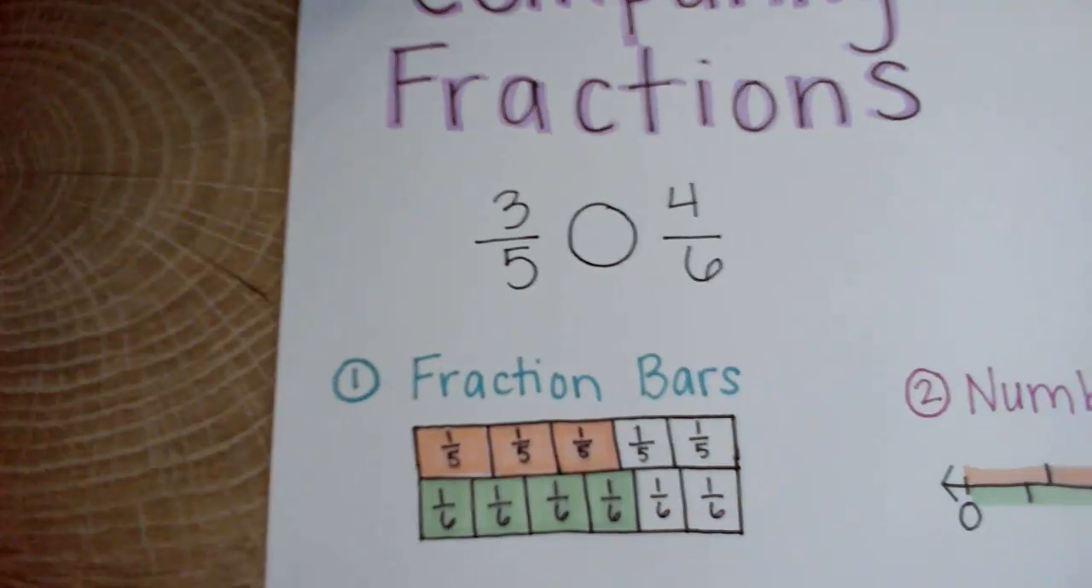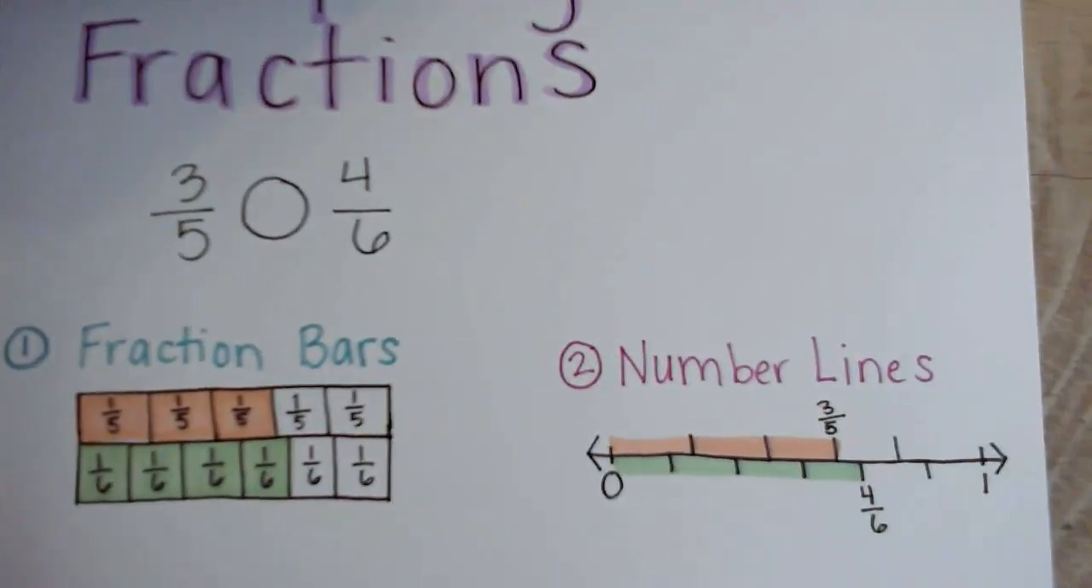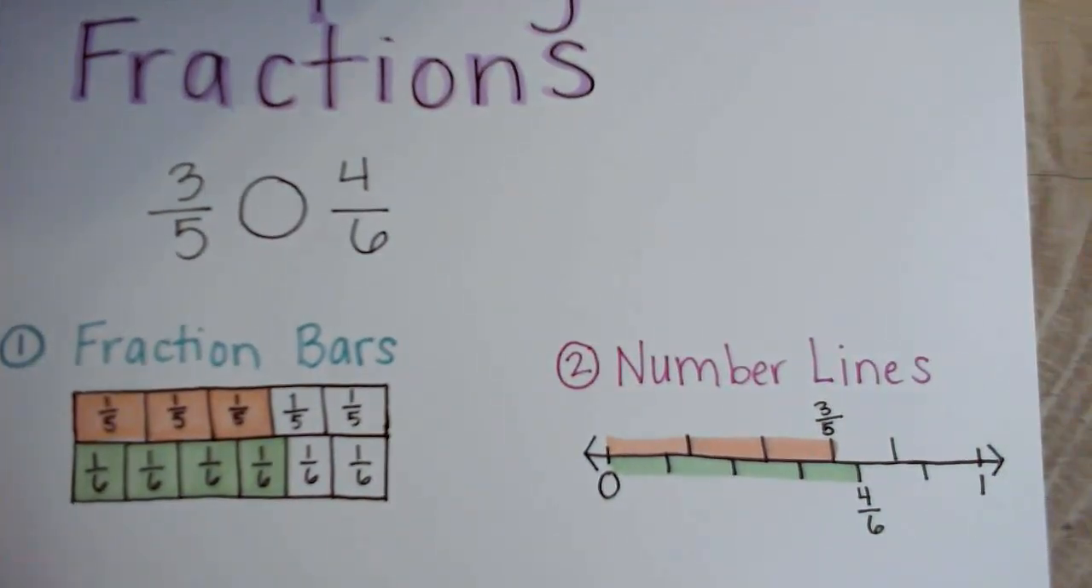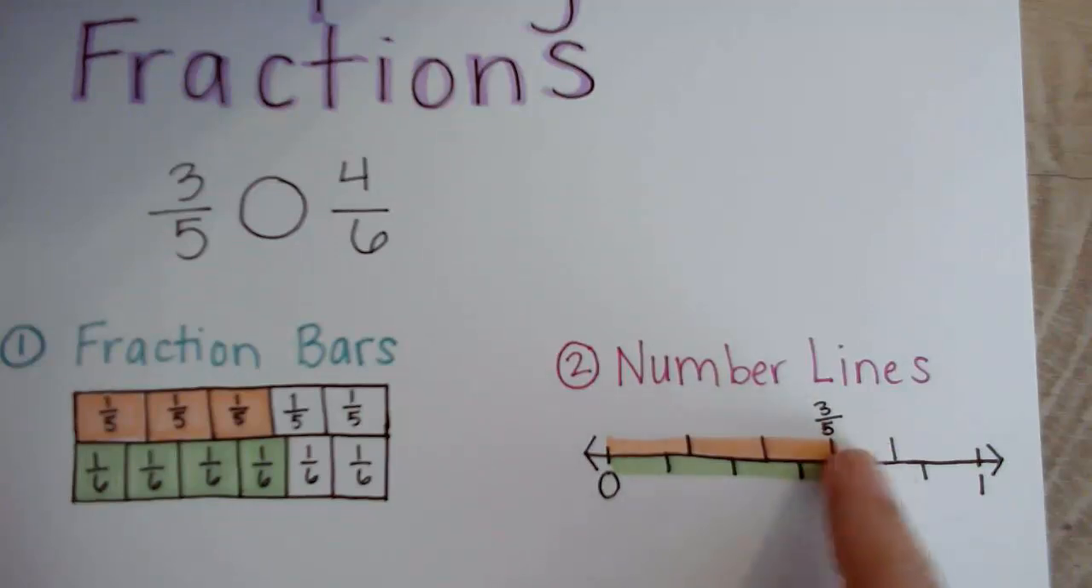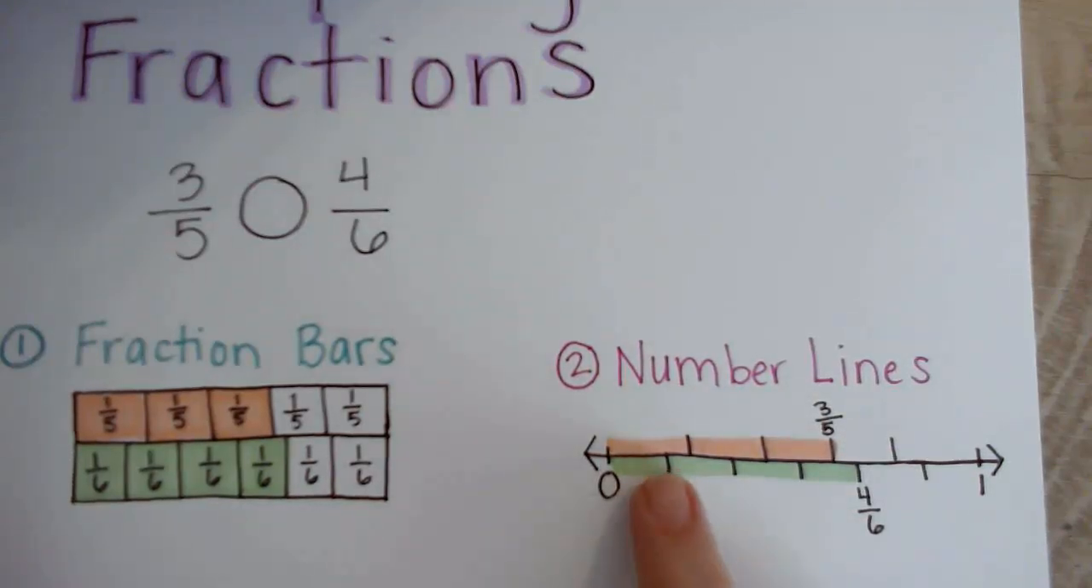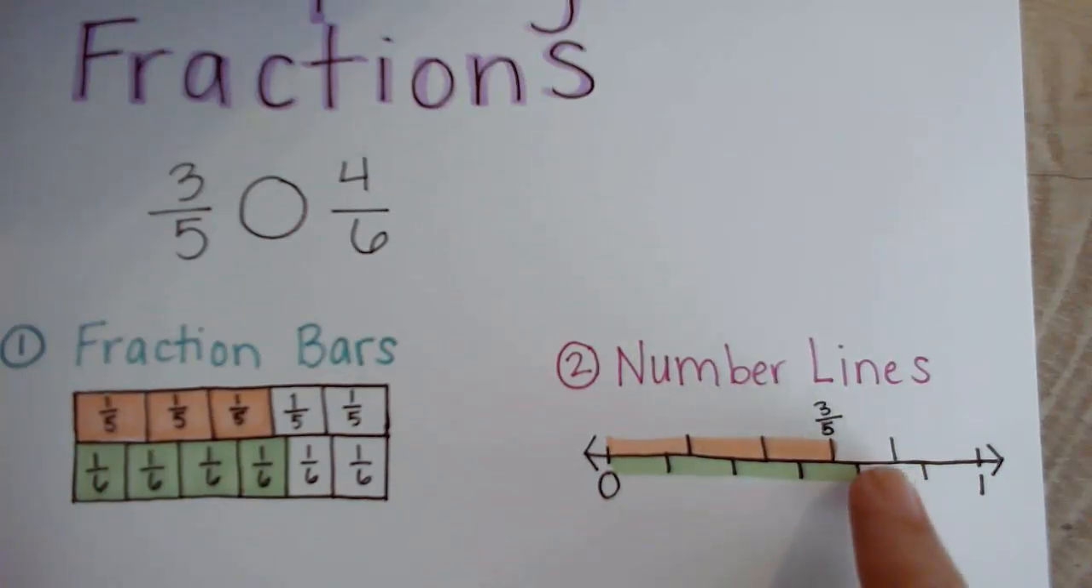A second strategy that we can look at is number lines. Here on the number line, we can see that on the top we have it broken into fifths, and on the bottom we have it into sixths. I have it highlighted up here just like the fraction bar. 3 out of my 5 pieces are shaded, so we're just a little bit over halfway. And then on the bottom, 4 out of my 6 pieces are shaded in, and again, we're just a little bit closer to that one whole.